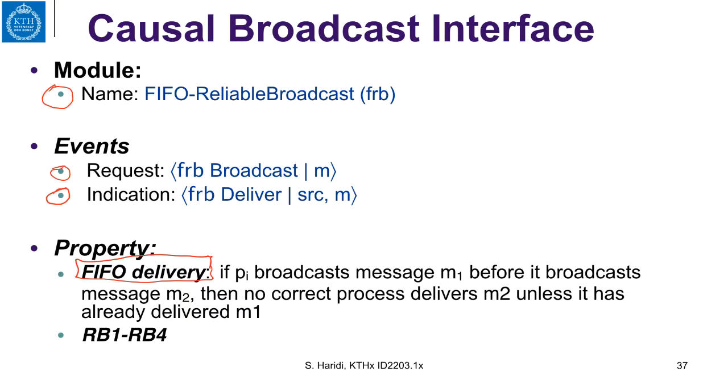The FIFO delivery property says that every process PI must deliver every message from a source PJ in the source's send order. So let us see this now. If PI broadcasts a message M1 before it broadcasts a message M2, then no correct process delivers M2 unless it has already delivered M1. So we have this property, and then we have the properties of reliable broadcasts, the properties that we know.